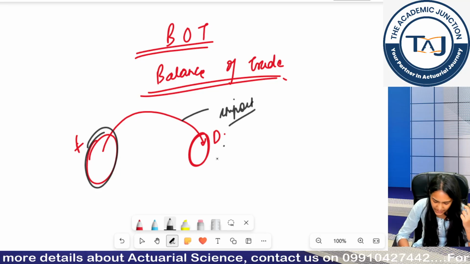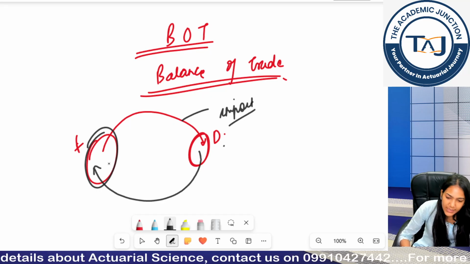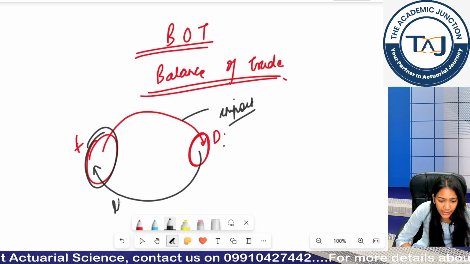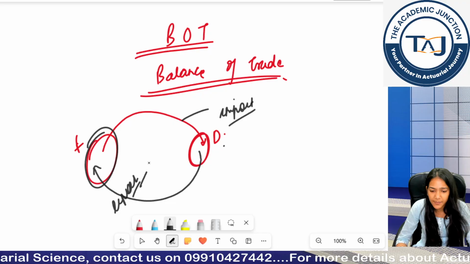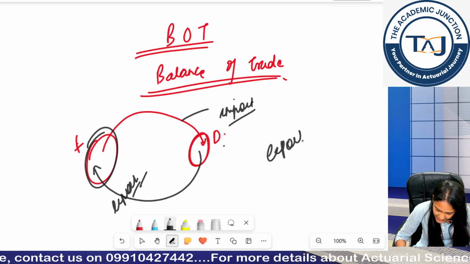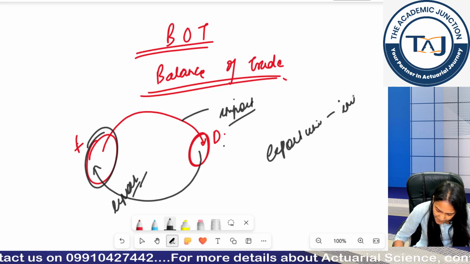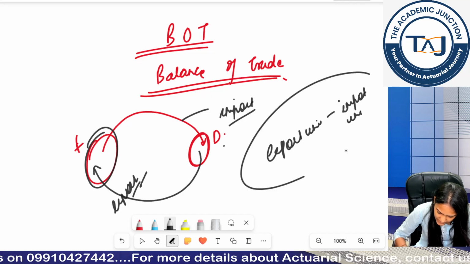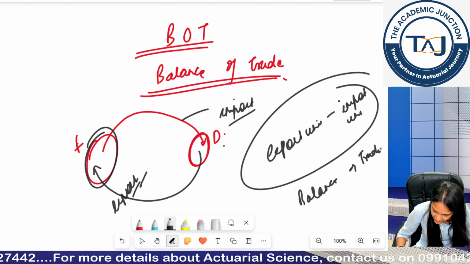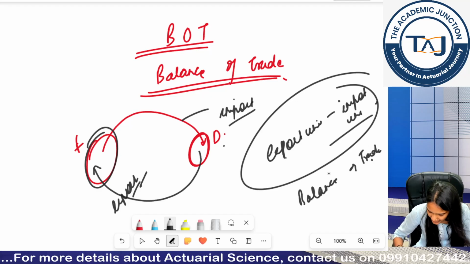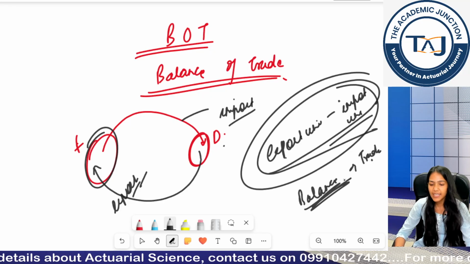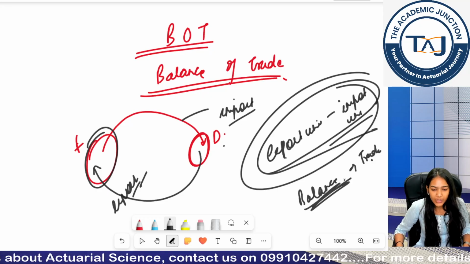And vice versa, if I am making the movement from my domestic country to a foreign country or some other country, it is called export of goods and services. Very basic concept. Now, when I subtract export units less import units, this is basically called my balance of trade. Export and import are part of trade, and when I subtract, this is called balance of trade. Balance is basically the difference.